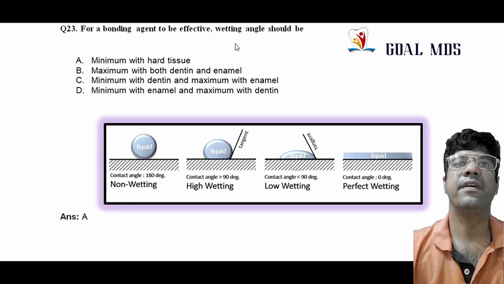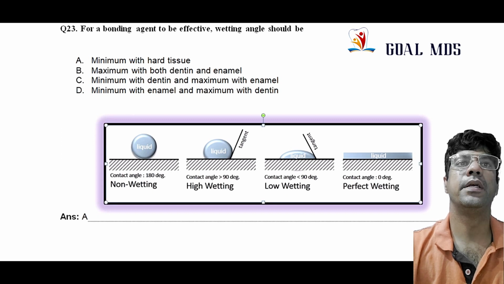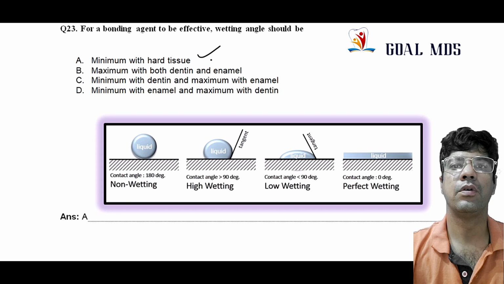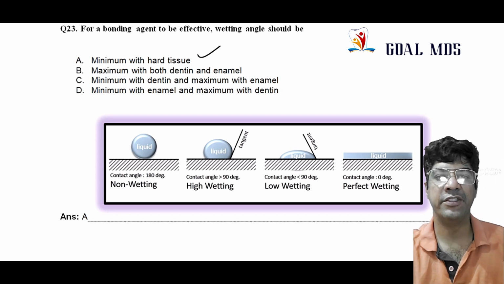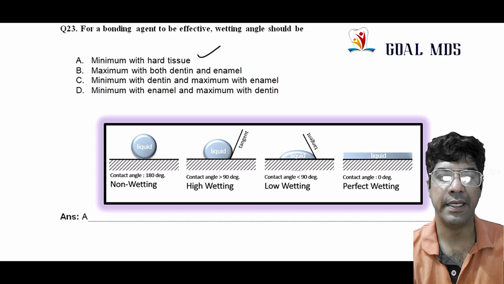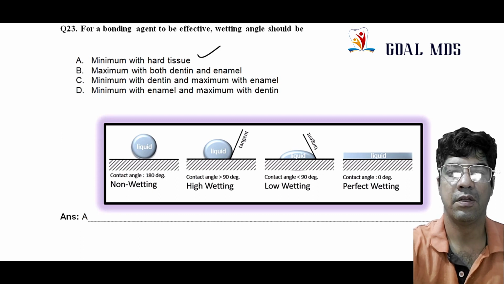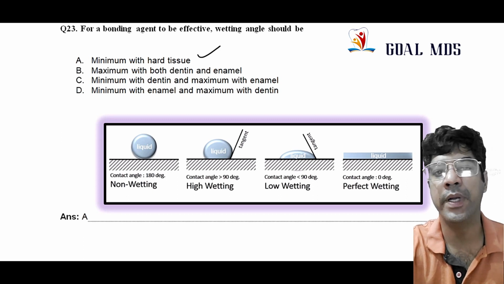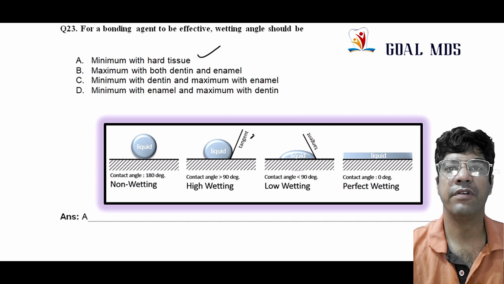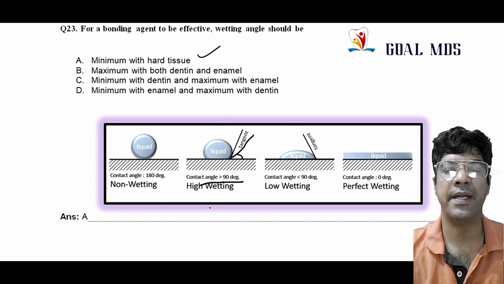For bonding to be effective, the wetting angle should be minimum with the hard tissue. So remember, for bonding to be effective, it should have a minimum wetting angle with the hard tissue. That includes both the enamel and dentine. Wetting angle describes how well a liquid spreads on a solid surface. If the wetting angle is smaller, less than 90 degrees, it indicates better wetting.